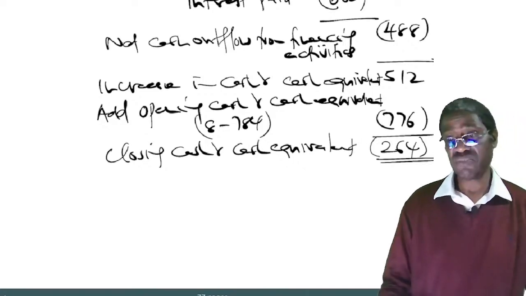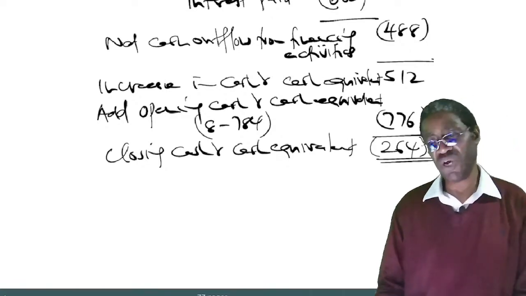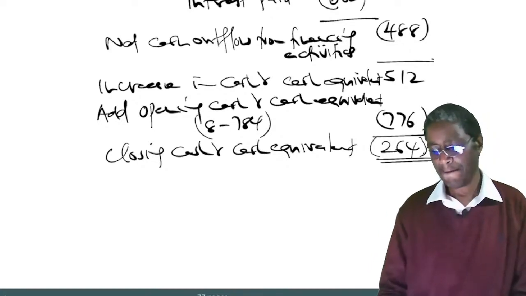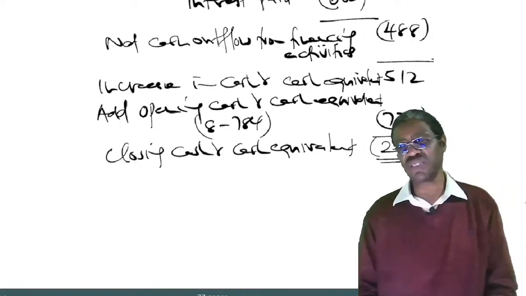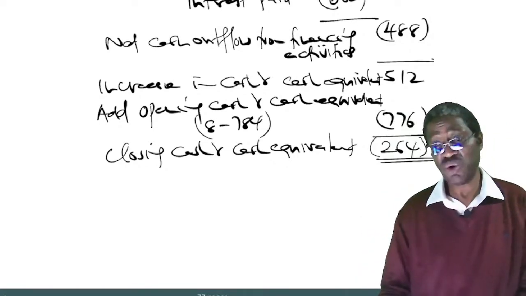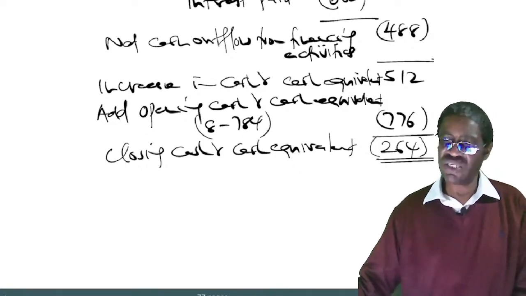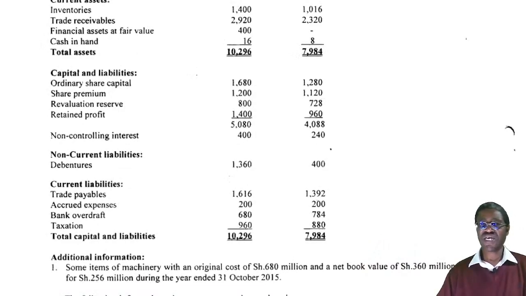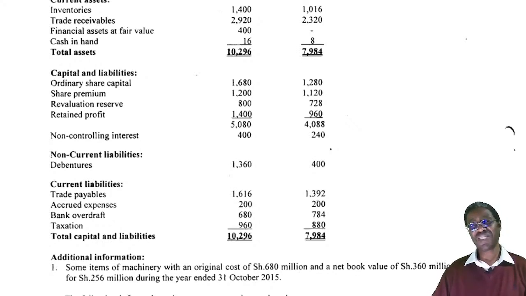We need to confirm that it is agreeing with our closing cash and cash equivalent. From the balance sheet this year, what do we have? Look at the balance sheet among the current assets, there is that financial asset 400. And there is that cash of 16. Down there, there is an overdraft of 680.